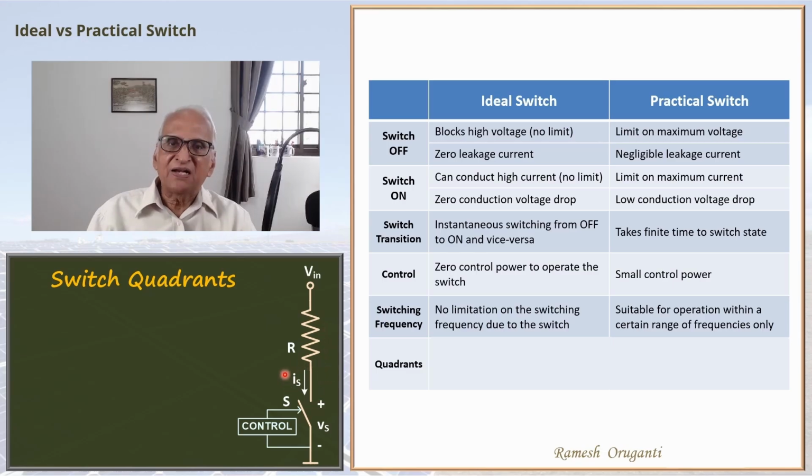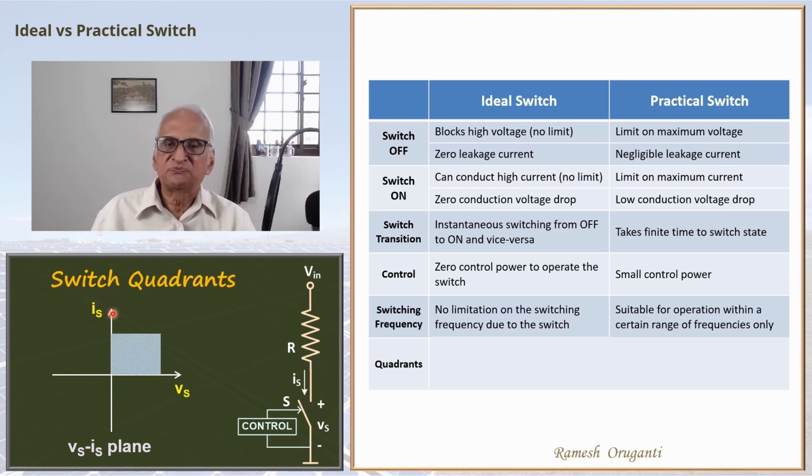Likewise, the current Is will be 0 when the switch is off. Otherwise, a positive current will flow. The current never becomes negative. The voltage never becomes negative. We can show this on the Vs-Is plane. Here, the switch voltage will always be positive and the switch current will always be positive for this circuit under this operation. So we say that the switch is operating in one quadrant. So the switch operation is a single quadrant operation.